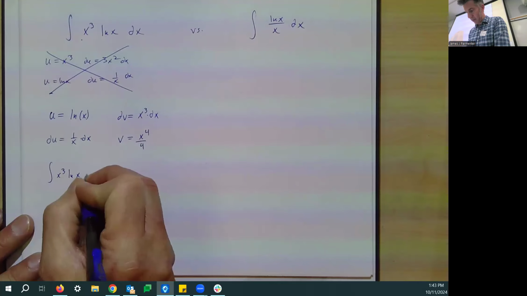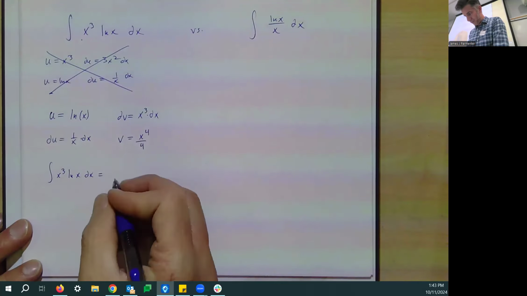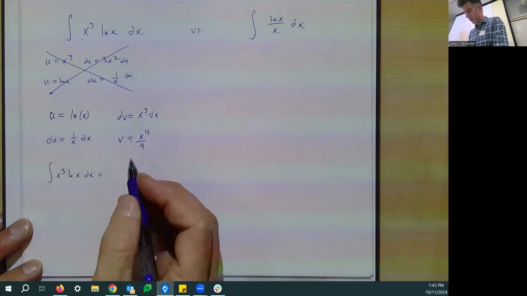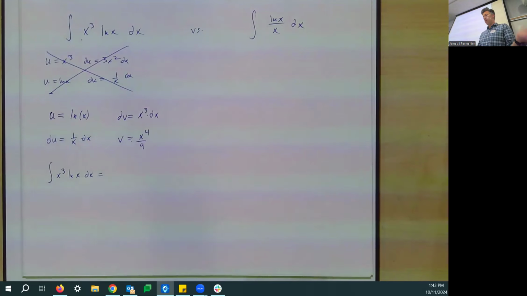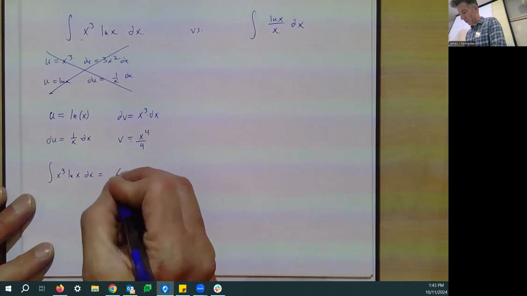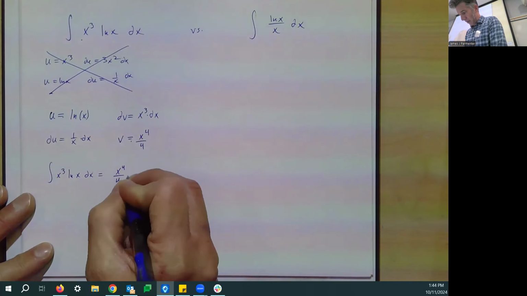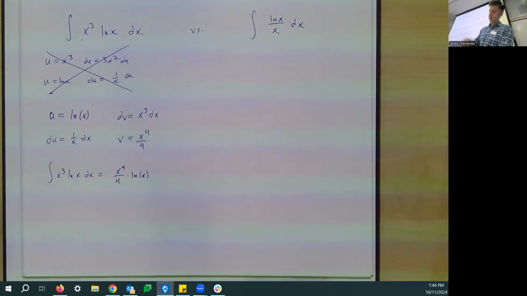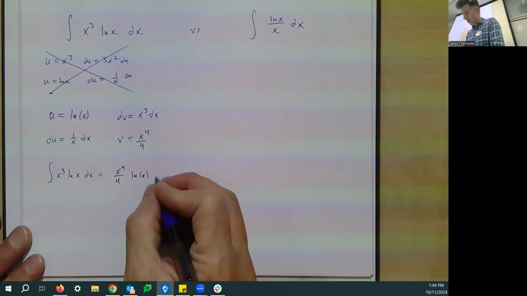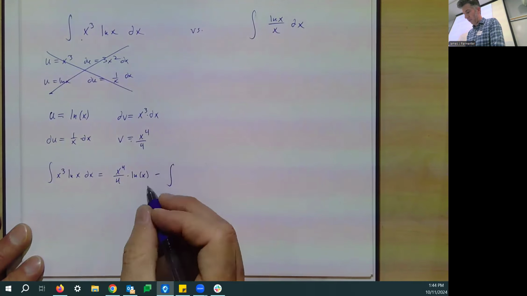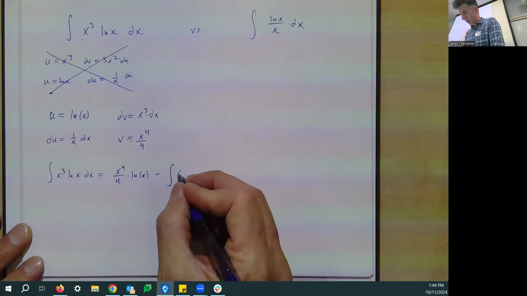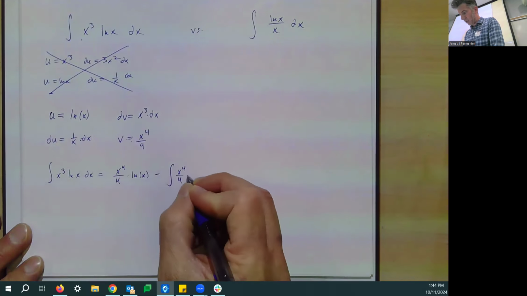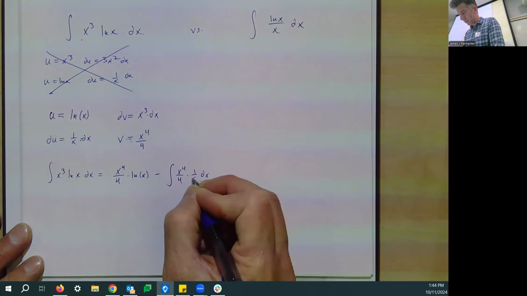We have the integral of x cubed natural log of x dx equal to u times v. It doesn't matter what order you multiply them in, right? You could write natural log of x times x to the 4th over 4, or you can write x to the 4th over 4 times the natural log of x. It's usually my preference to put things in front of the natural log of x instead of after it. Minus the integral of v times du, which is x to the 4th over 4 times 1 over x dx.